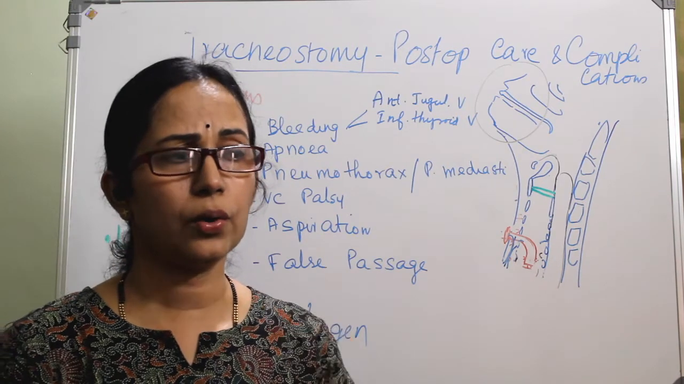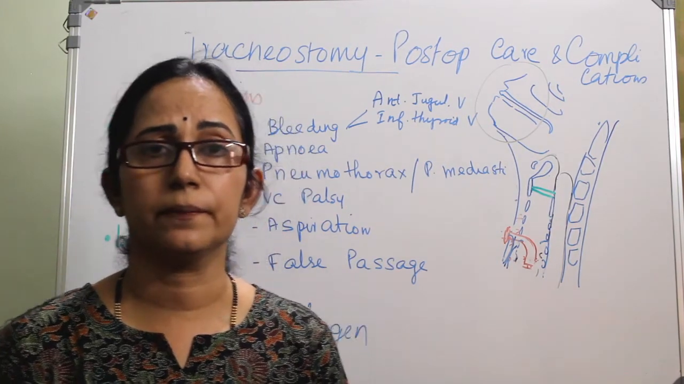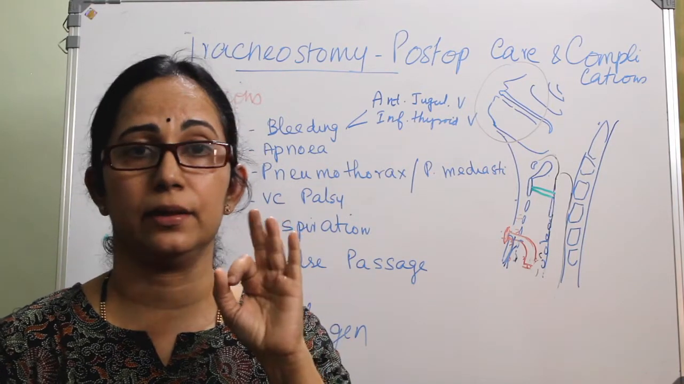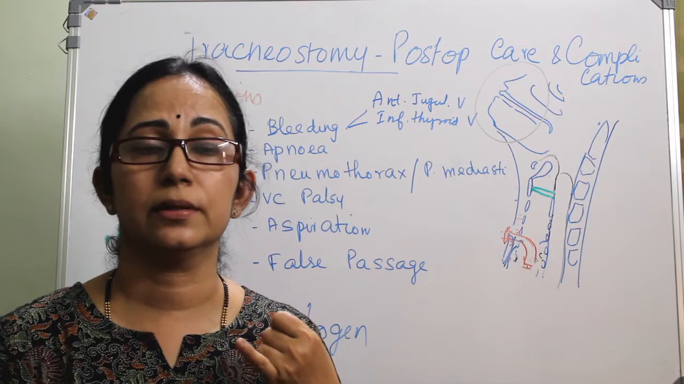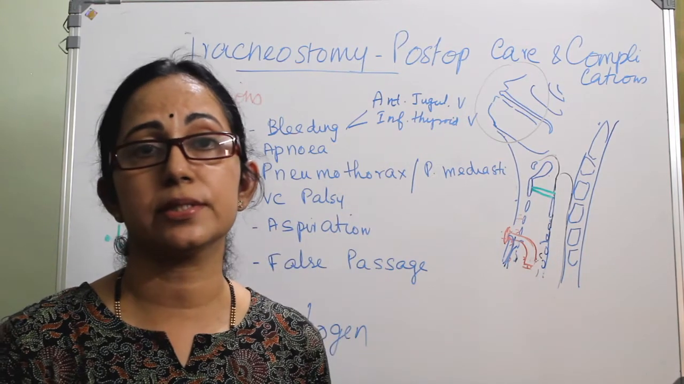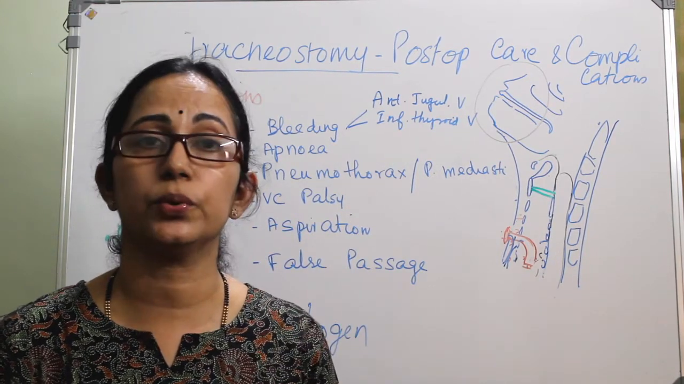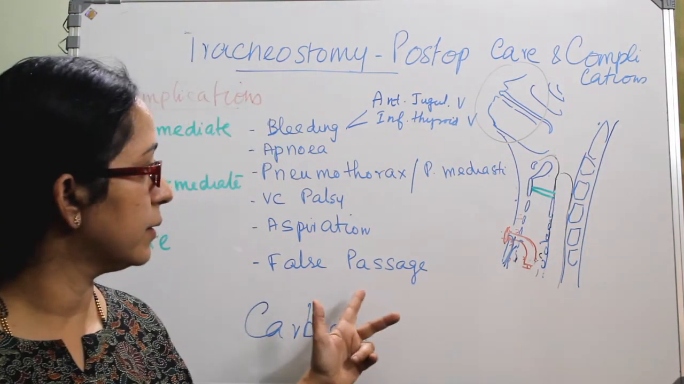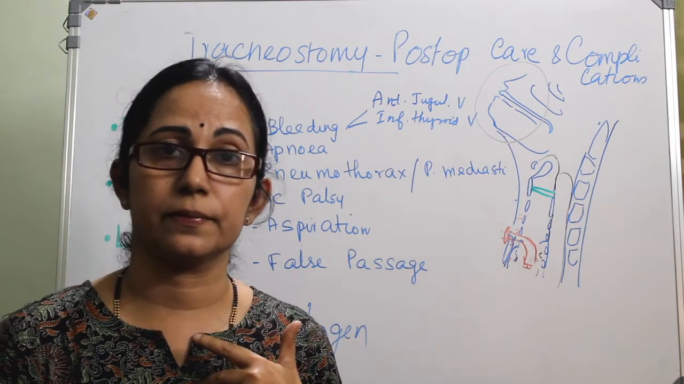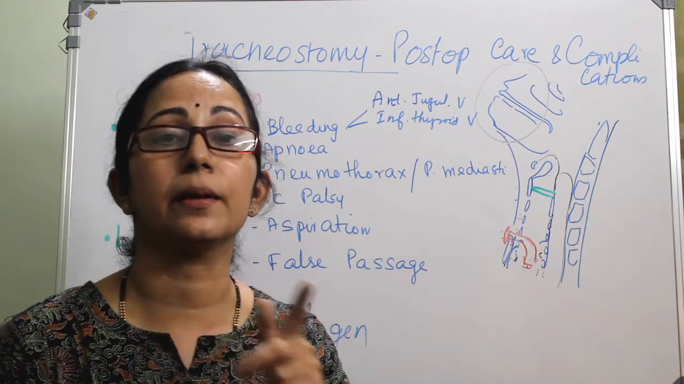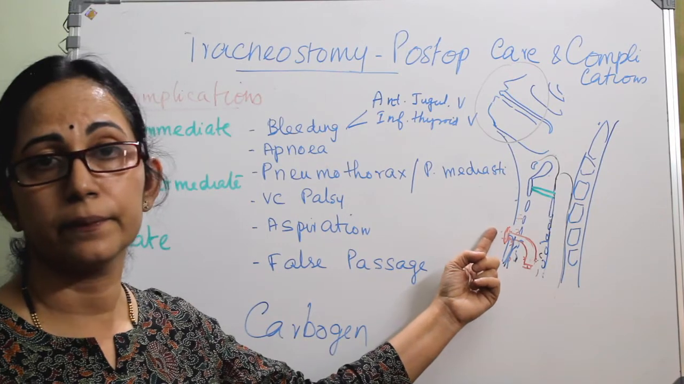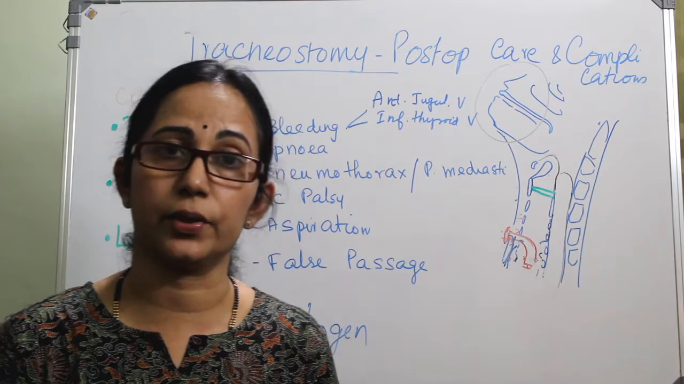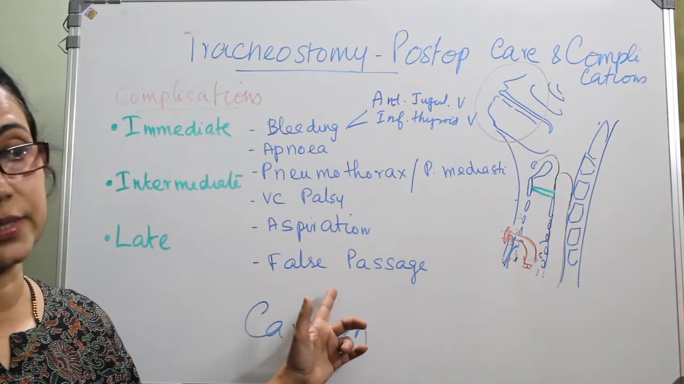So always after doing a tracheostomy, you have to look, listen and feel. Remember these three. Look for the respiratory movement, look into the monitors: the SpO2, the pulse rate and the respiratory rate. And listen to the breath sounds. And also feel the air blast. Keep a finger over here and feel the air blast. So look, listen and feel. That is important to avoid a false passage.